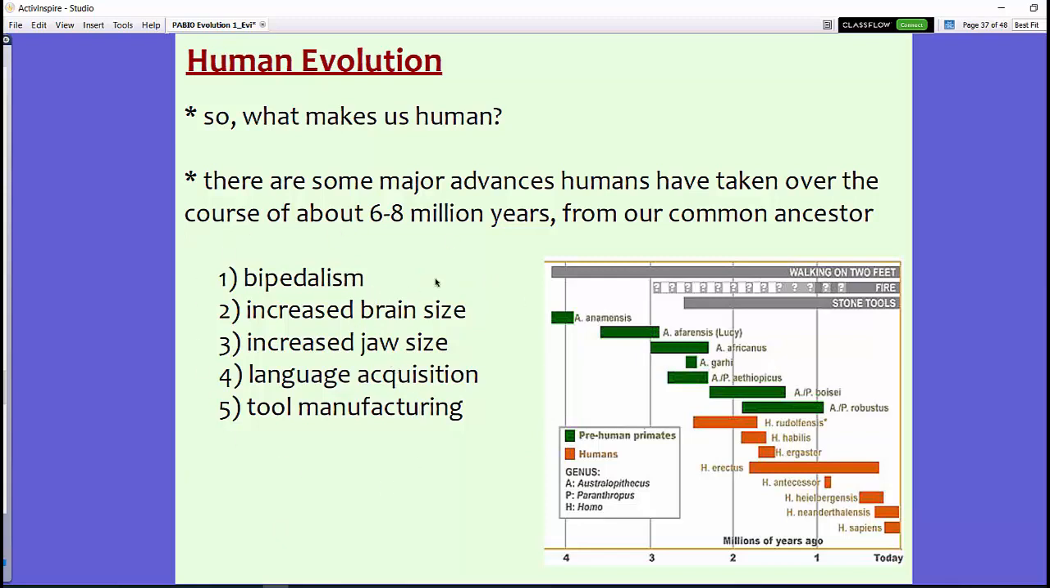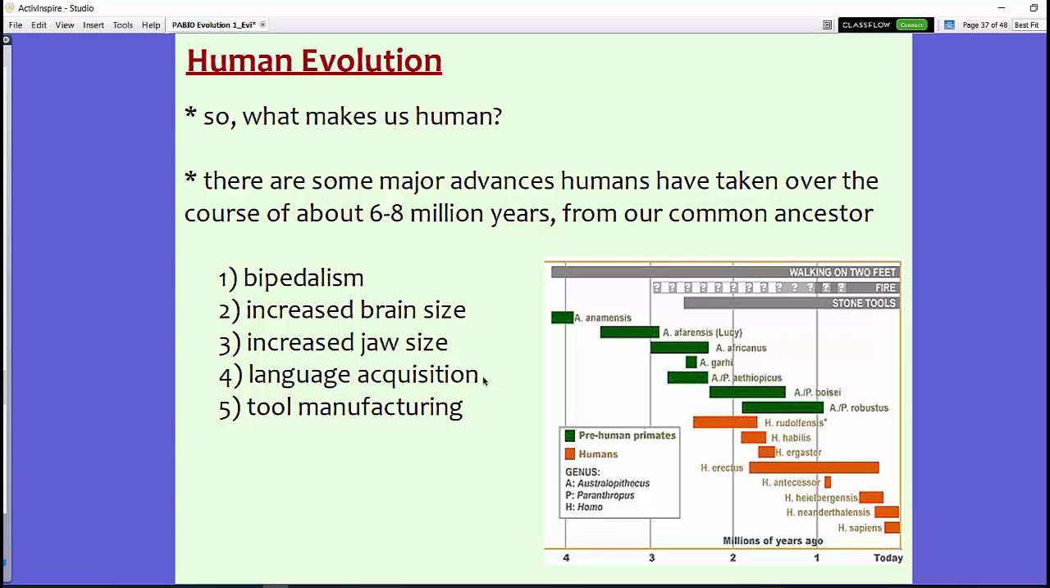Definitely bipedalism. You really don't see a whole lot of other animals out there that are bipedal, walking on two legs. We have an increased brain size, and we're actually not the human with the largest brain, that was, I believe, Neanderthalensis or the Neanderthals, but they had a larger head than we did. Increased jaw size. Again, we're not the humans that have the largest, but we've been developing a smaller and smaller jaw, which I mentioned earlier with the wisdom teeth.